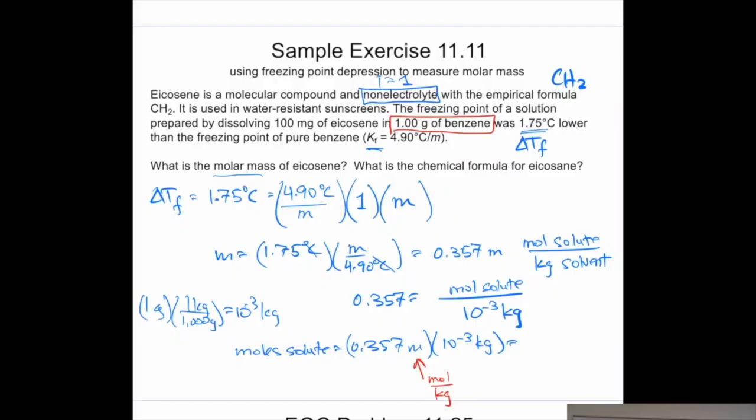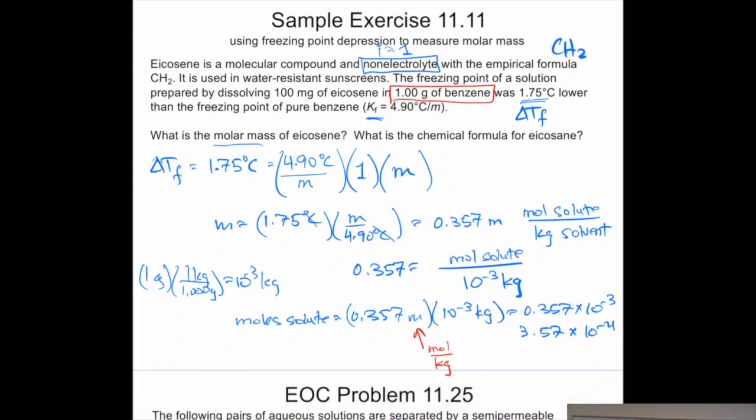I don't need to put this in my calculator. Clearly this is going to be 0.357 times 10 to the minus third, which is the same as 3.57 times 10 to the minus fourth. We're almost there. So we have moles of solute, and we want the molar mass. Are we told what? Yeah, we are told how much mass of the solute we have, 100 milligrams. So now we have the molar mass.